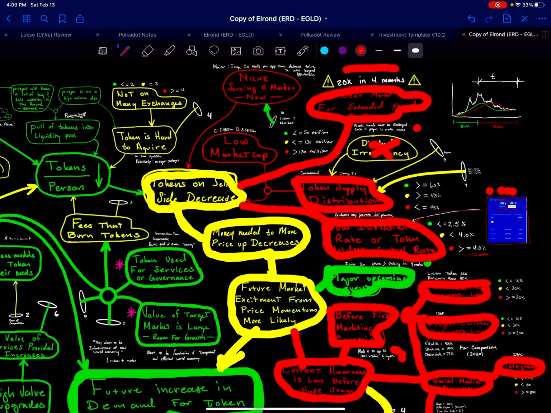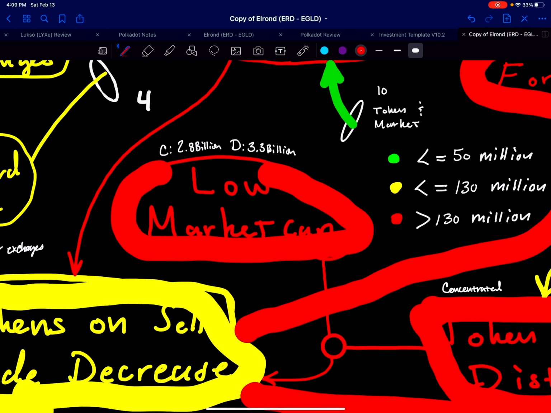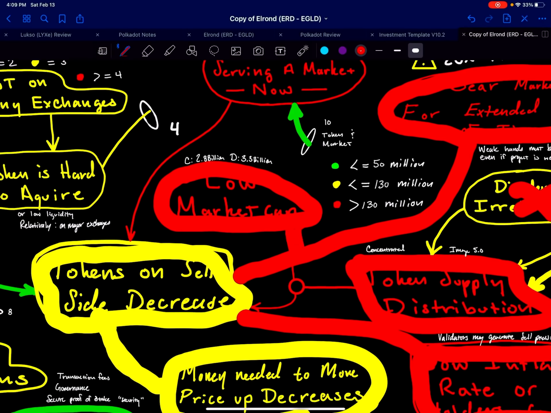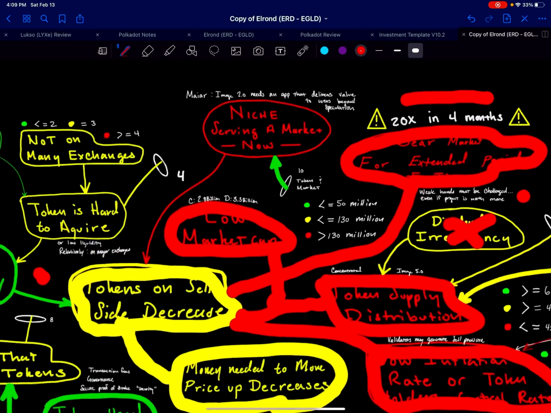But that doesn't mean that the run is over for this by any means. The market cap is pretty high. And that's why I think all of these factors are pretty impactful, and they thus converted this green trend into a yellow trend, in my opinion.